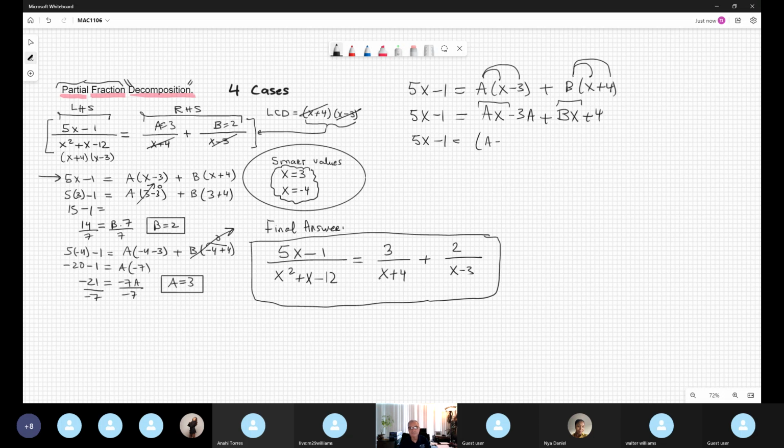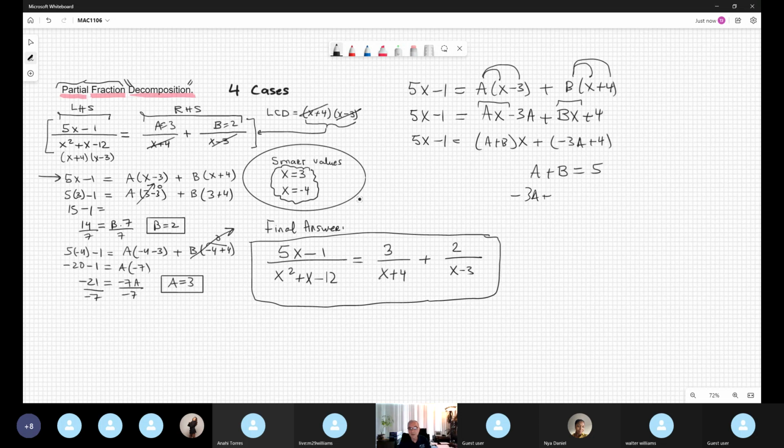So a plus b, x, and you put together, for example, plus minus 3a plus 4. And when you compare this function and this function, it's easy to understand. Okay, a plus b, fine, because a plus b is the coefficient in front of x on the left-hand side. And minus 3a plus 4.